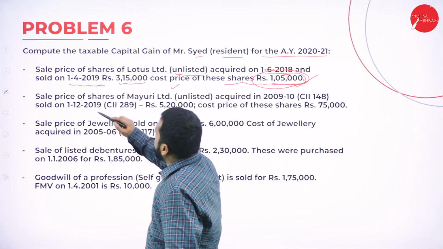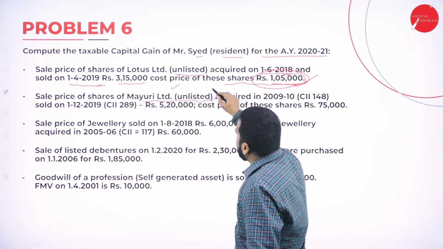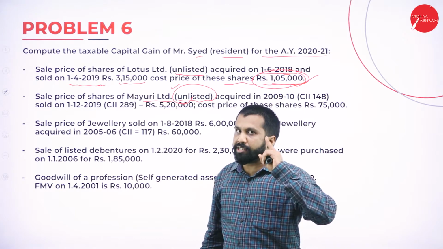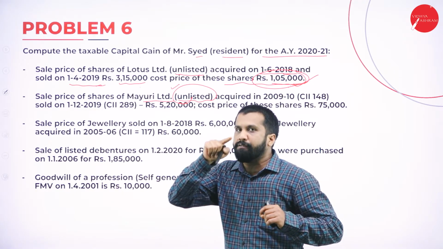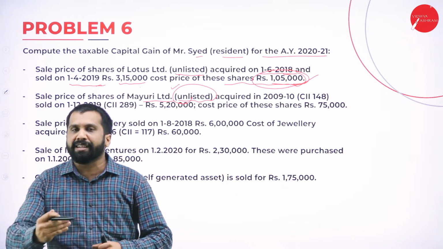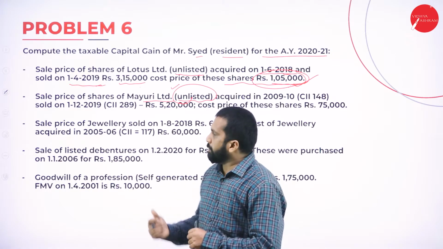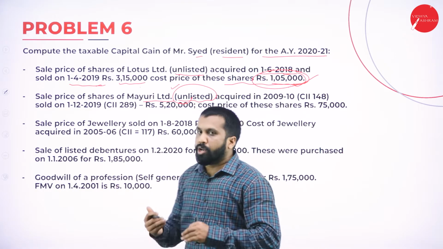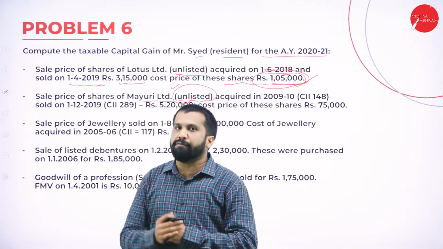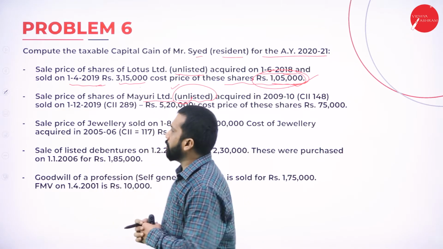In this, sale price of shares of MYSURU Limited, unlisted. Unlisted means what? First thing should come to your mind, 24 months. If you are holding that particular share for more than 24 months, we consider as long term. If the same unlisted shares holding for less than 24 months, we call it as short term. Hope you are clear. Good.